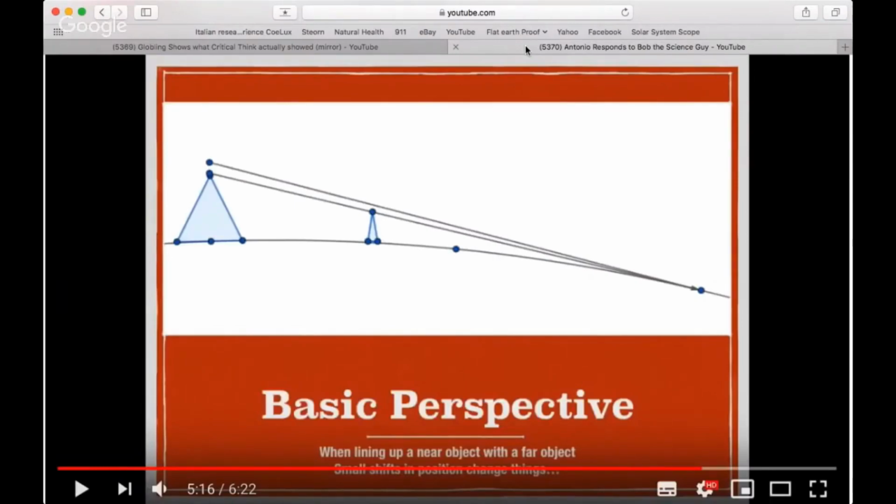This is Bob, after having seen my video of the horizon rising as you stand up from a balcony. This is Bob saying that as you rise up, the horizon will appear to rise up too. Yes, that's right. Now, Bob's talking about standing up from a balcony, and that's a small change of a few feet. And yes, that's a big difference to being 100 metres up in elevation. But that's not the point here. The point is that Bob, and you can see on Bob's slide, is talking about lining up a near object with a far object, and small shifts in position change things.